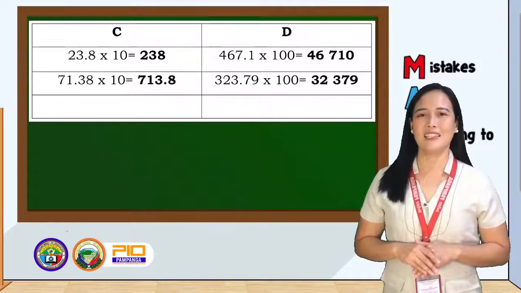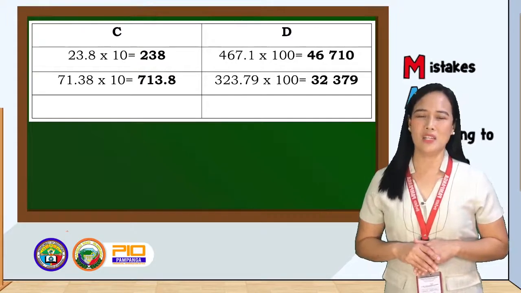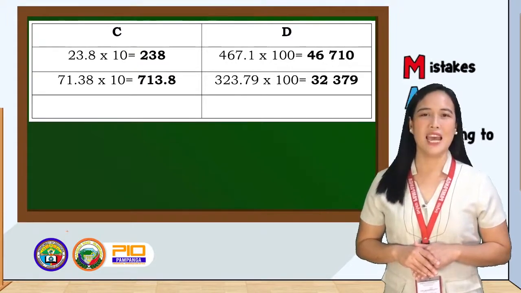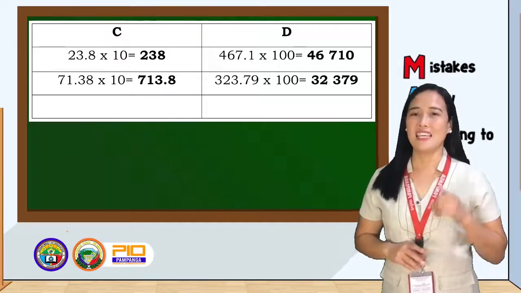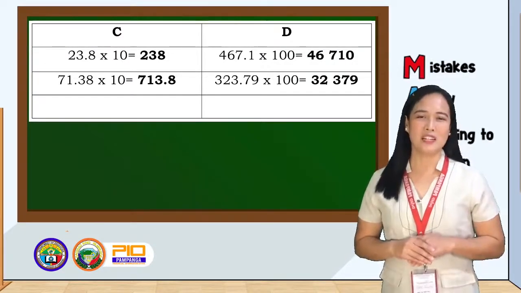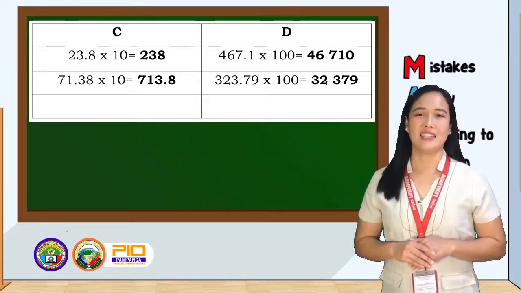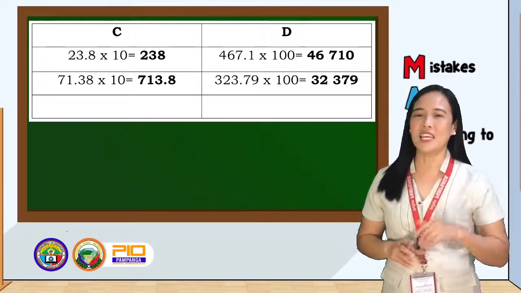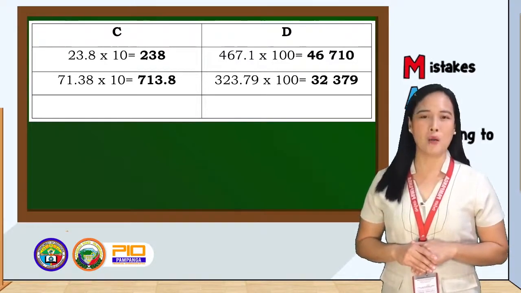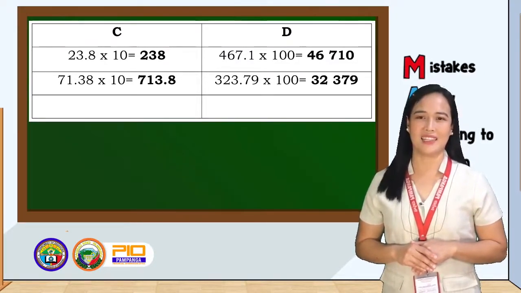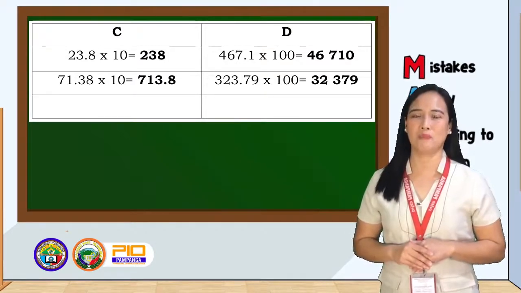Let us analyze the given equations. Take a look at the equations in column C and D. What have you noticed? Yes, the multipliers are both powers of 10. Now, what do you think is the easier way in multiplying decimals by powers of 10? Let's take a look at first the given equation.